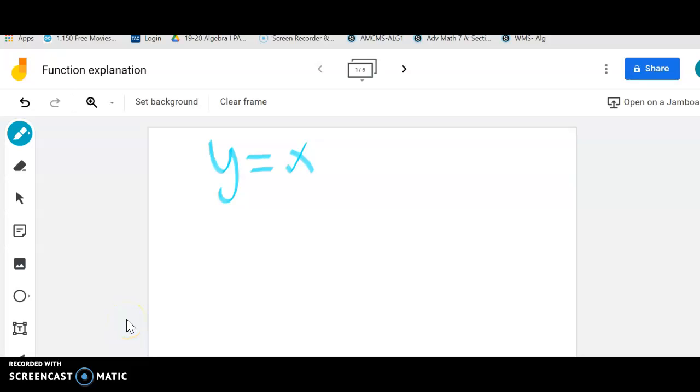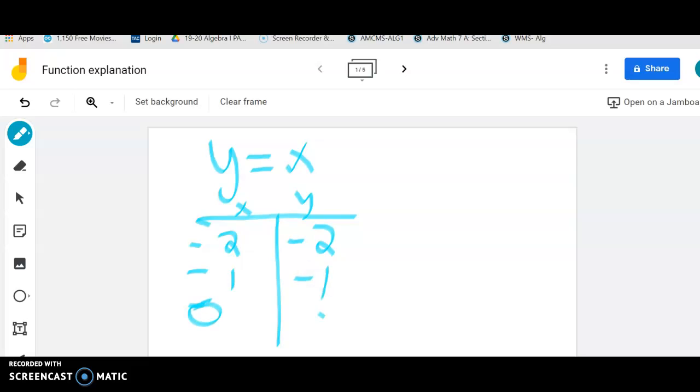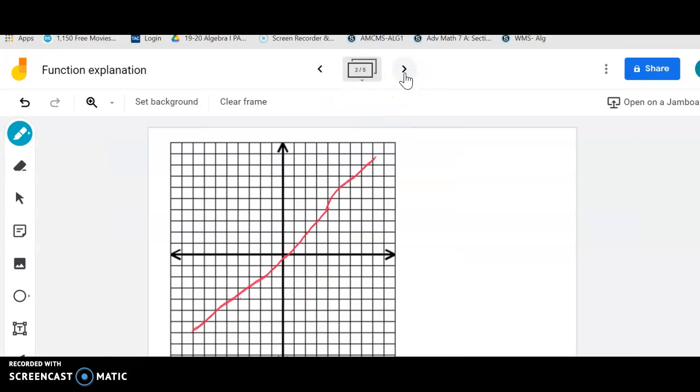So here is the parent linear function, and I'm going to make a table, and we have been working with tables quite a bit. If I input -2 for x, it outputs -2, because this is my x and this is my y. If I input -1, it outputs -1. If I input 0, it outputs 0. If I input 1, it outputs 1. And it continues on. And when I graph it, it will look like this.